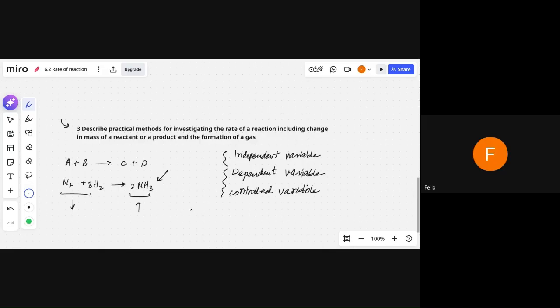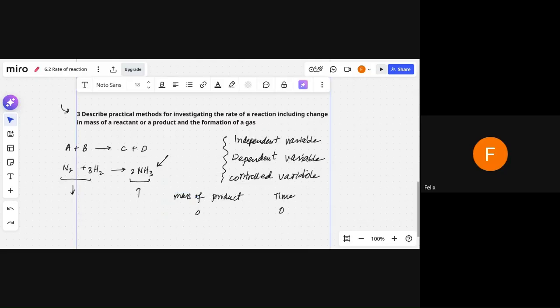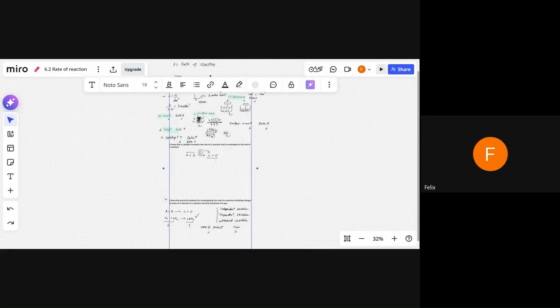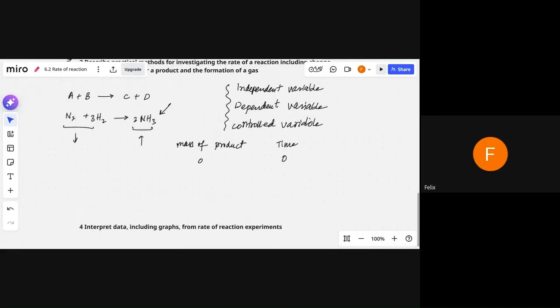So let's say you can make a table like this, with mass of a product, and then time. At time zero, the mass of the product is zero, right? So I should write this time on the other side. Let me just shift this. Let me just lock this. Okay, I hope I'm able to copy this or move this. All right, perfect.